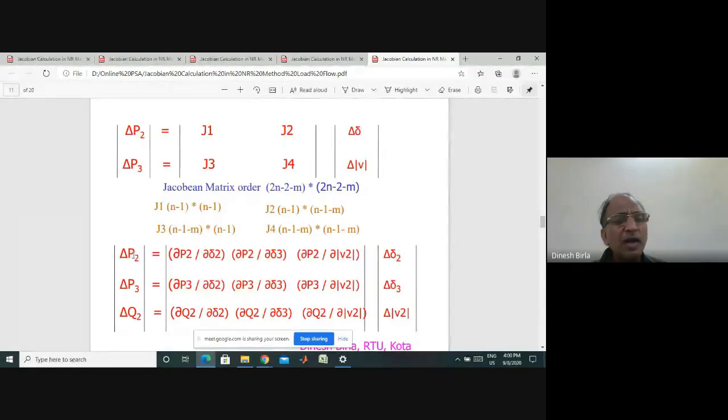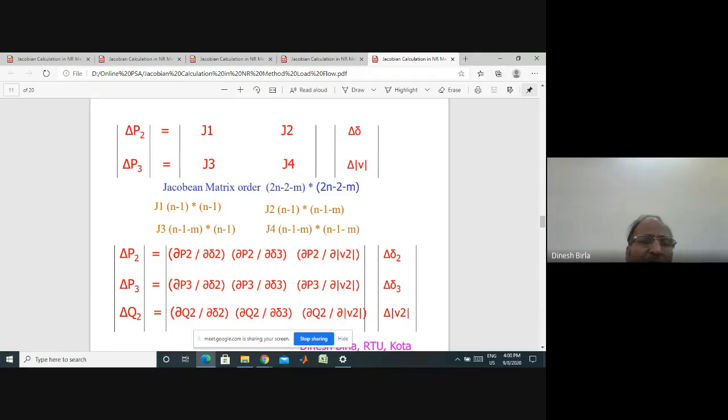So each element on the left hand side is partially differentiated with respect to each element on the right hand side. Okay. So this will give you a very simple way to constitute the NR method. So del P2 by del delta 2, del P2 by del delta 3, and del P2 by del V2.